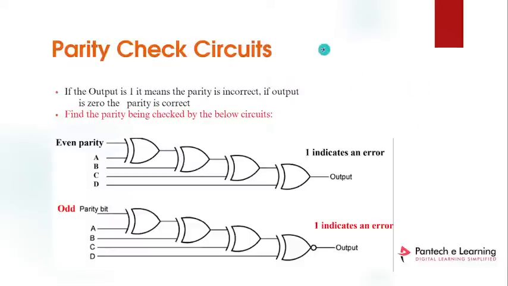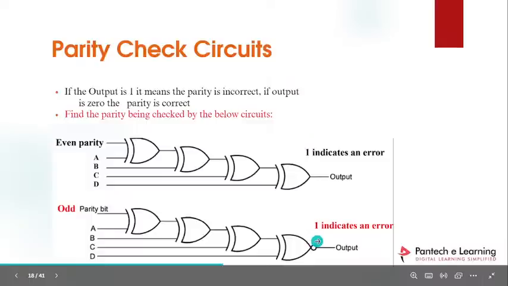Like you can measure 0 0 0 1 0 1 0, a random series of binary numbers. By using the XOR operations, the final output must be 1 for the error. If it gives 0, it is correct only.